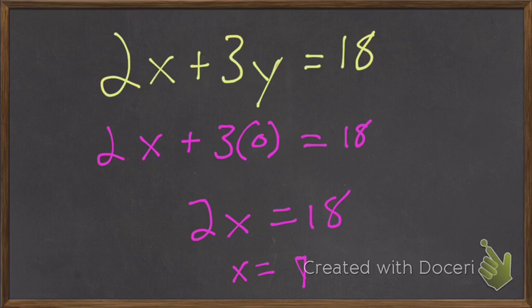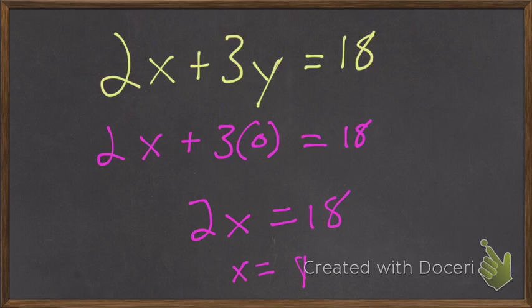So standard form gives us an easy look into finding your x and y intercepts. The only downside to it is if you want your slope, you're going to have to rewrite it into slope-intercept form. That's the only way to find your slope.